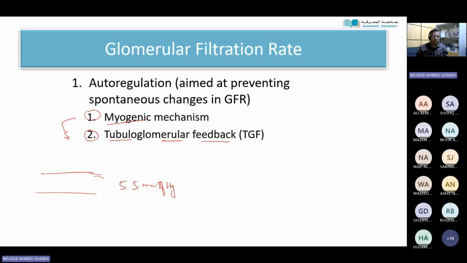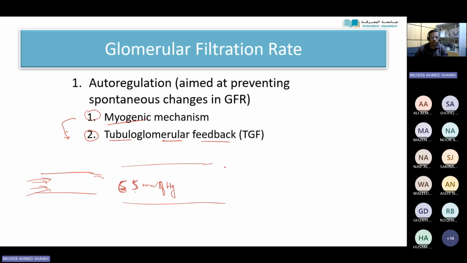Let me clean this. Okay. Suppose more blood comes here. If the blood flow through the capillaries increases, this will cause stretching of the capillary walls, and it will increase the pressure, let's say, to 65 millimeter of mercury, a 10 millimeter increase.